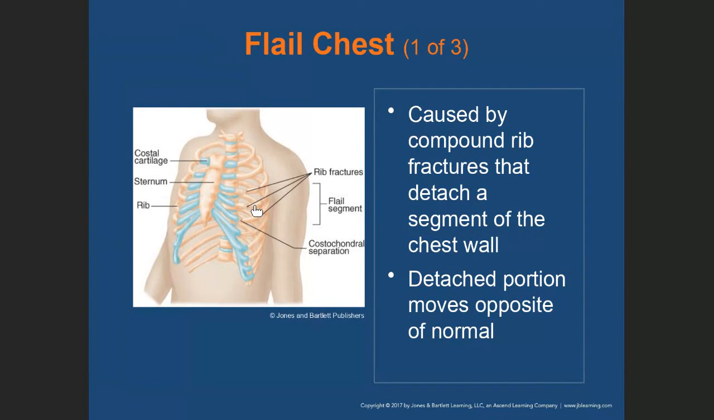Because it is no longer attached to the rib cage, when the patient breathes in, that segment moves in. When the patient breathes out, that segment moves out, which is the opposite of normal breathing. So normally when we breathe in, the rib cage moves out. When we breathe out, the rib cage moves in.